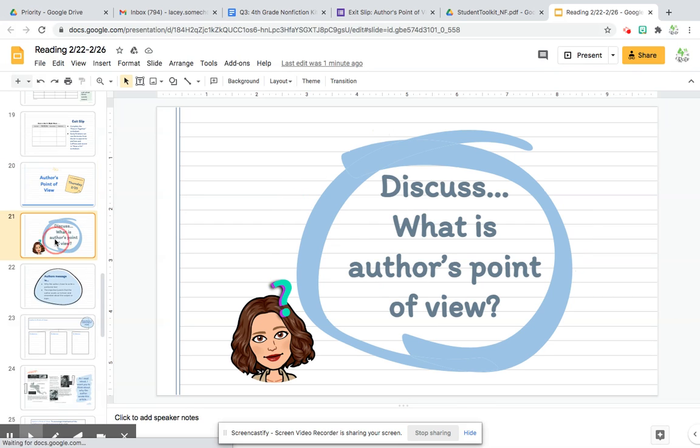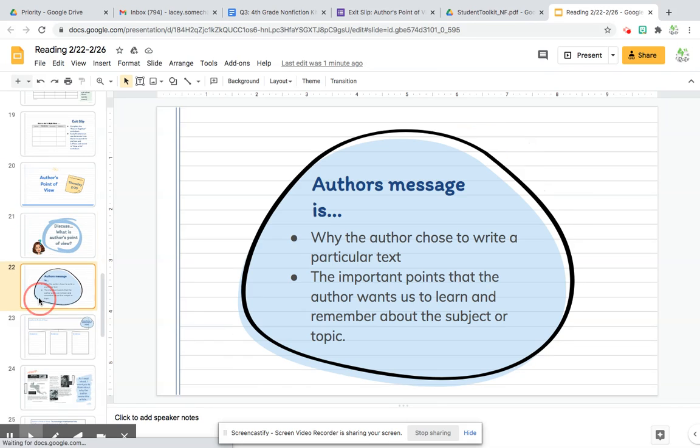So, the question I ask you, what is the author's point of view? What do I mean by the author's message? Well, the author's message is all about why the author chose to write a particular text. You make a deliberate decision to write about a subject matter.